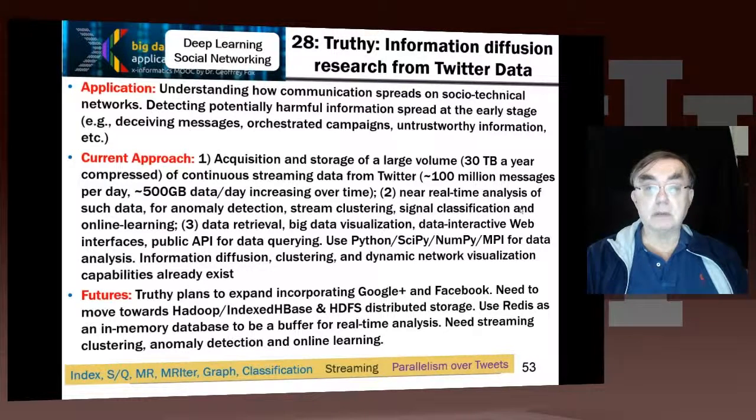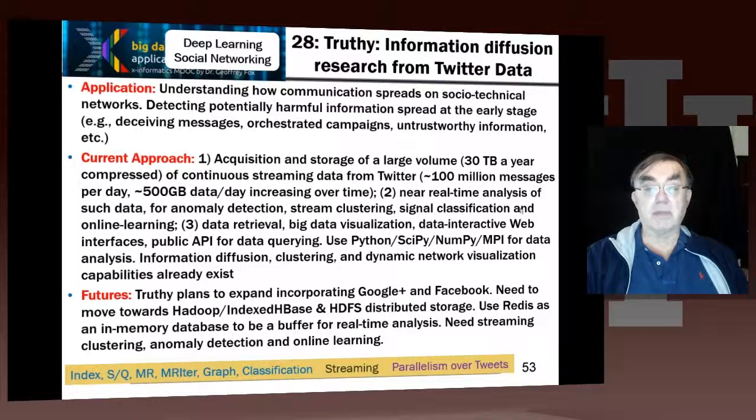And this is a research project trying to understand this movement and what it implies. Also could be applied to sort of detecting unharmful information at an early stage and so on. And Twitter actually gives away fractions of its data with different costs according to how much of that data you get.